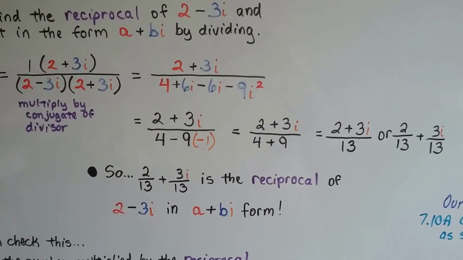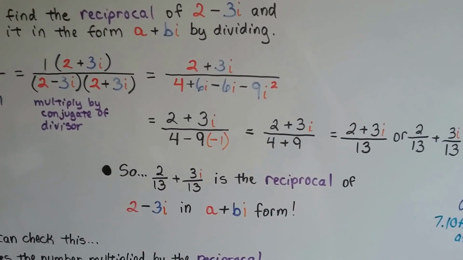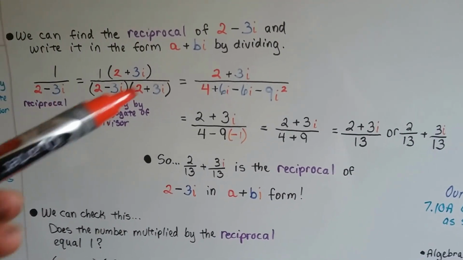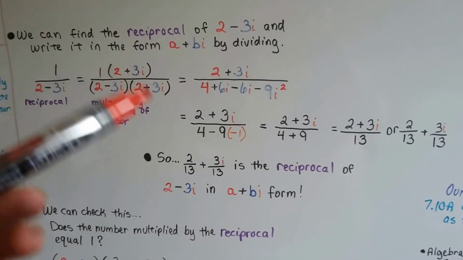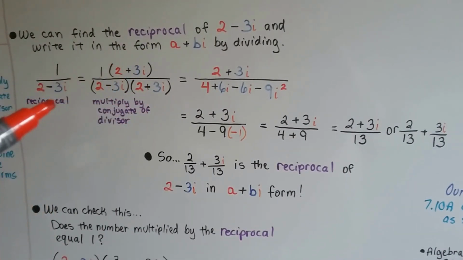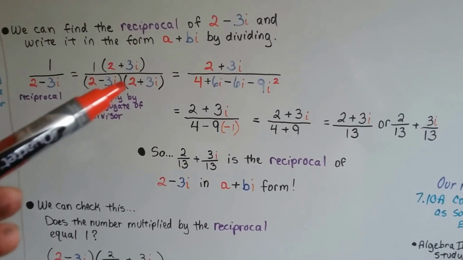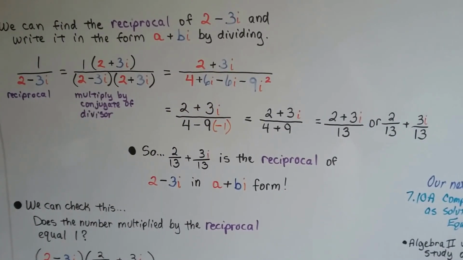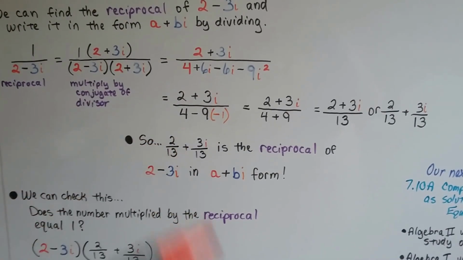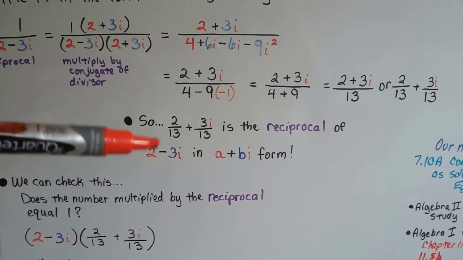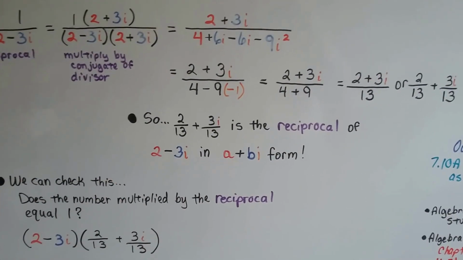This up here in the a+bi form. So all we did was we wrote it as a reciprocal. We multiplied the numerator by its conjugate. We multiplied the denominator by this conjugate of the divisor. And we simplified it, and that's what we got. And that is the reciprocal of 2 minus 3i in the a+bi form.